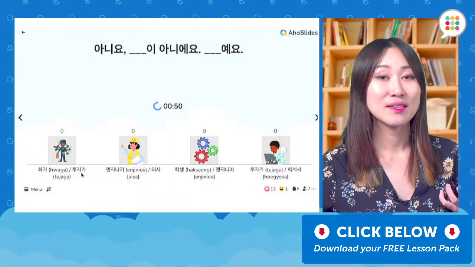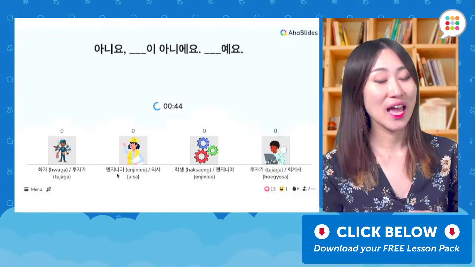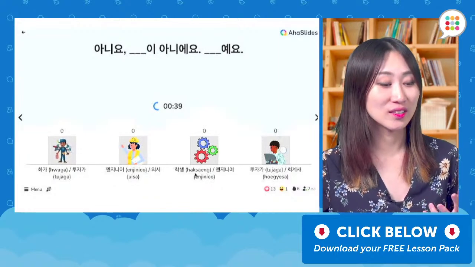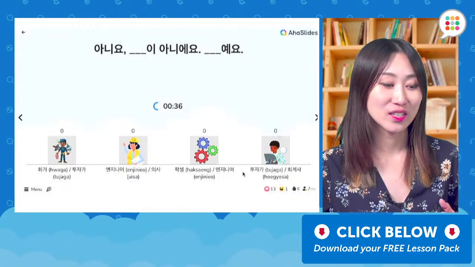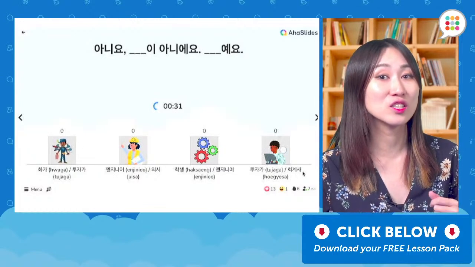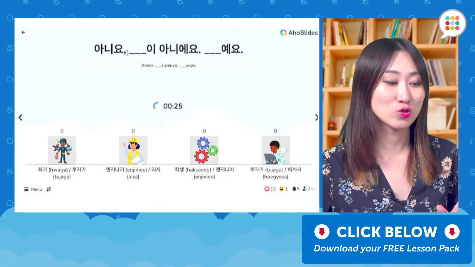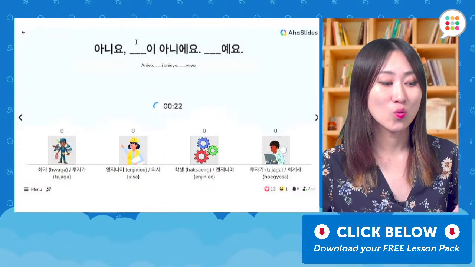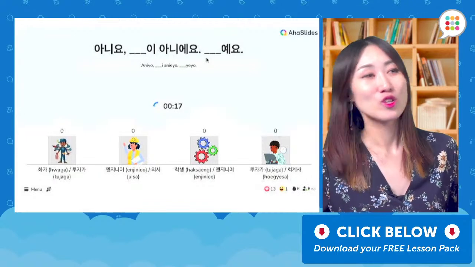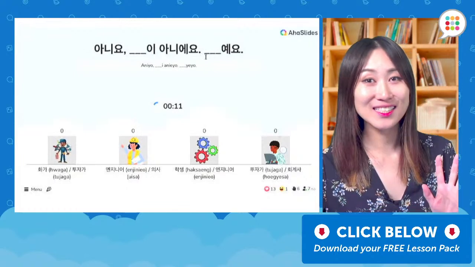투자가, we learned. It means investor. Engineer is an English loan word and it means engineer. And 의사, doctor, right? 학생, it means a student. 투자가, investor. And 회계사, we didn't learn this word, but it means accountant. Someone who does accounts. So please choose one of these and think which one is correct. This one is a little bit hard, right? But you can do it. Good luck. So we have just 10 seconds.